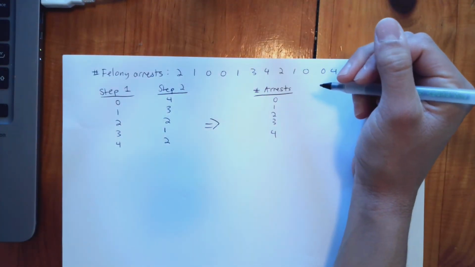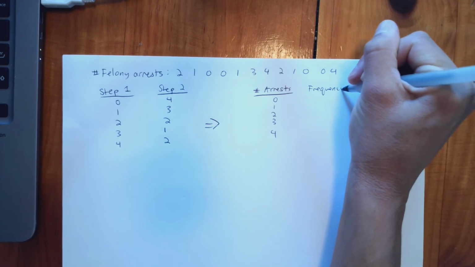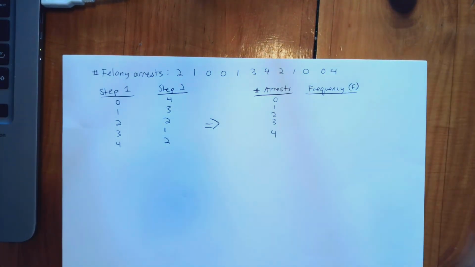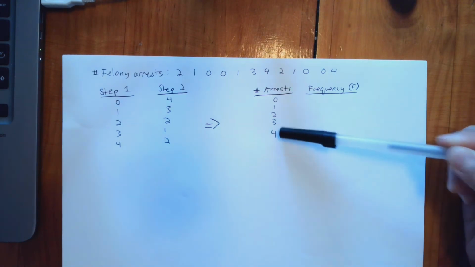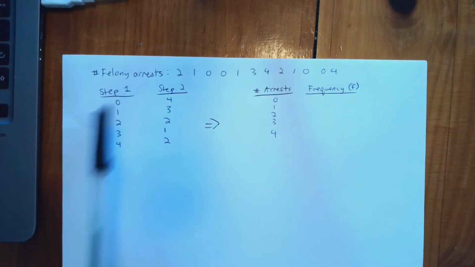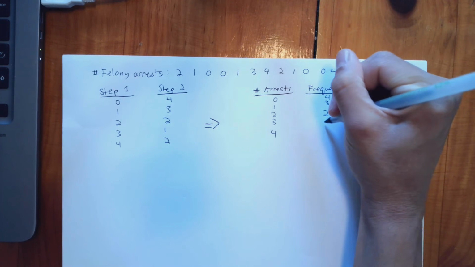Our other column, we're going to call frequency, or F. And this column shows us the number of times that each of these different values appear in our data. So I'm going to take what we wrote for step 2 here, where we counted up all the times each number appeared, and write this in our frequency column. We have 4, 3, 2, 1, and 2.